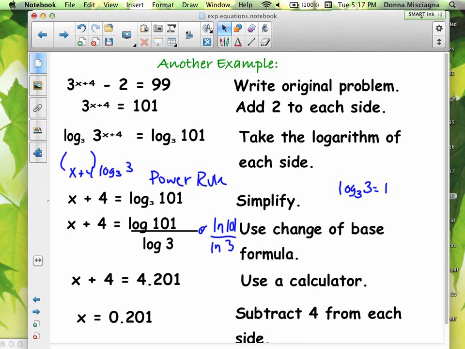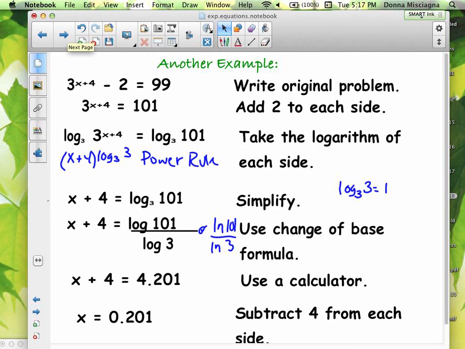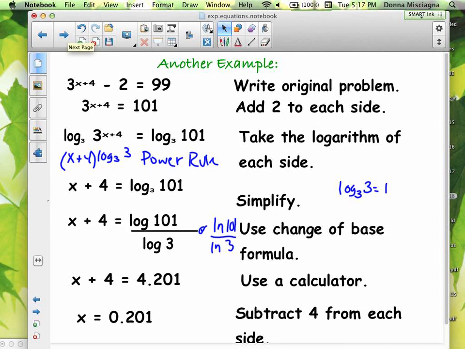So now if we take a log base 3 of both sides, we have log base 3 of 3 to the x plus 4 equals log base 3 of 101. Now the exponent can move in front, right, using the power rule. So now I have x plus 4 times log base 3 of 3. But log base 3 of 3 is just 1, so I don't need that. So now I've got x plus 4 equals log base 3 of 101.